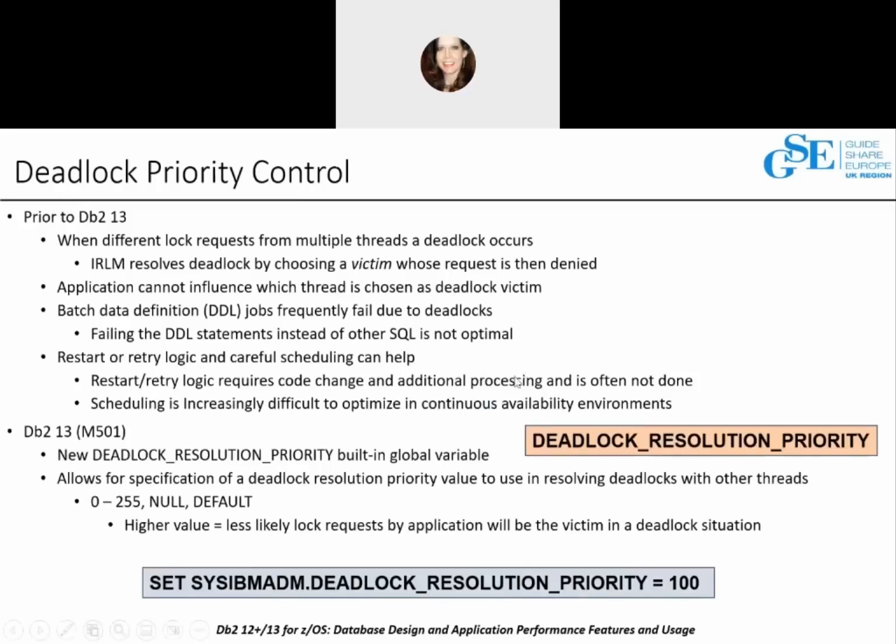So there's an option now in 501, version 13, to control the deadlock resolution priority. It is a built-in global variable, and it can be set dynamically through the set command. So in this case here, we can set it to 100, and the higher the value, the less likely your lock request will be the victim. So you hope to set it to a high priority and that you will not be the victim of a deadlock.